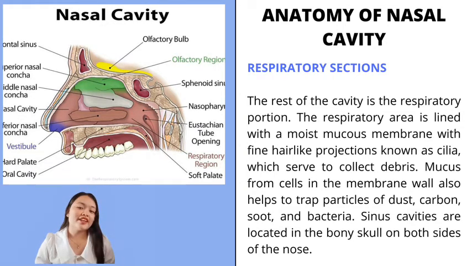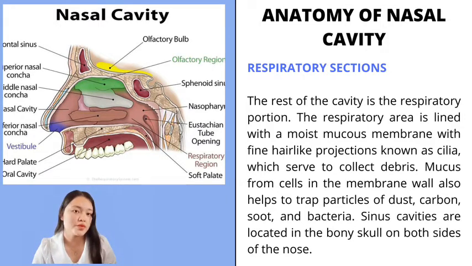The respiratory area is lined with a moist mucous membrane with fine hair-like projections known as cilia, which serve to collect debris. Mucus from cells in the membrane wall also helps to trap particles of dust, carbon, soot, and bacteria. Sinus cavities are located in the bony skull on both sides of the nose.